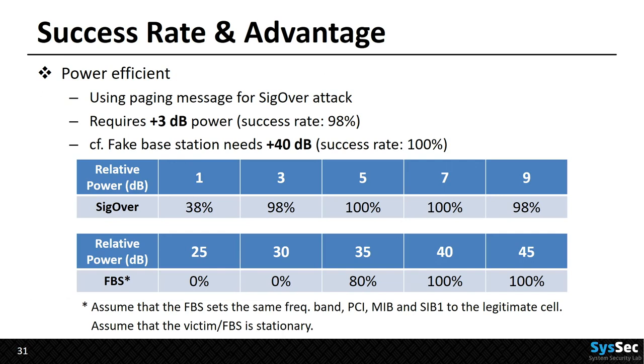Another advantage is power efficiency. SigOver does not require strong power because the attack signal only needs to be high enough to cover the original signal, called the capture effect. It shows a 98% success rate at 3 dB higher power than the legitimate base station. However, the FBS requires much stronger power than SigOver. This is because the FBS needs to break the current connection between the victim UE and the legitimate base station.